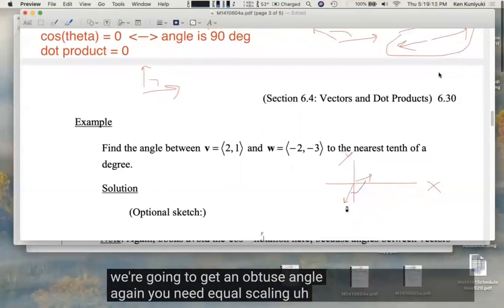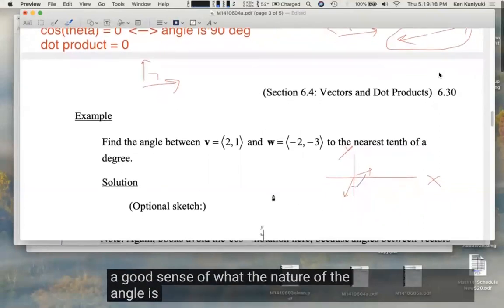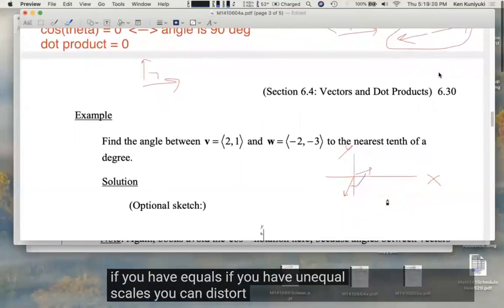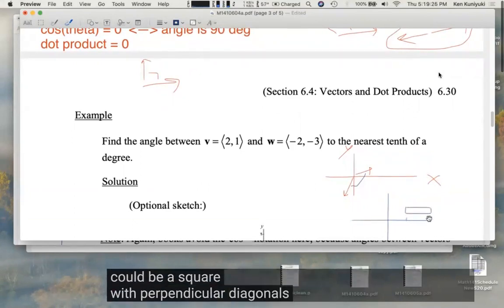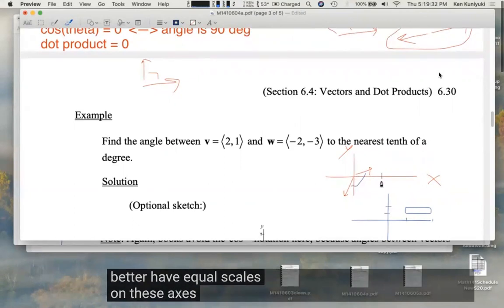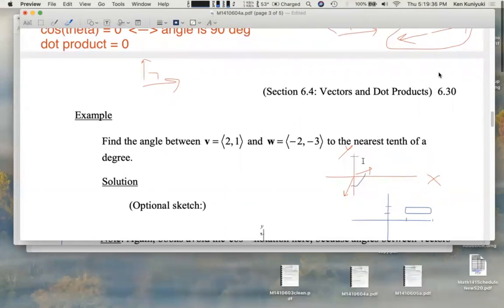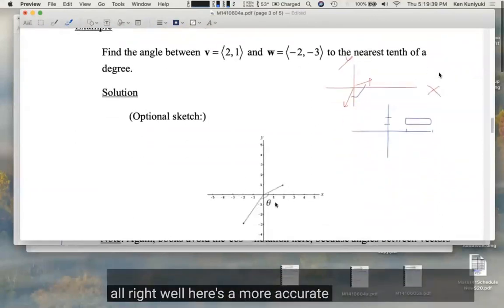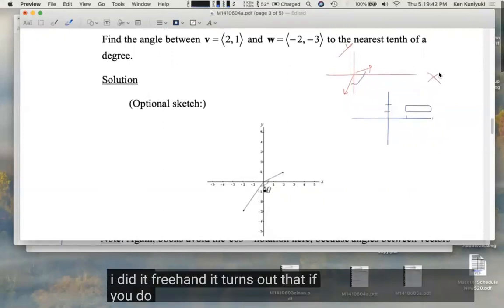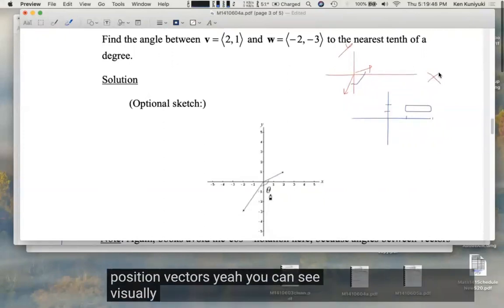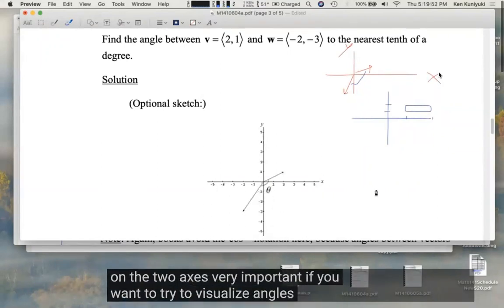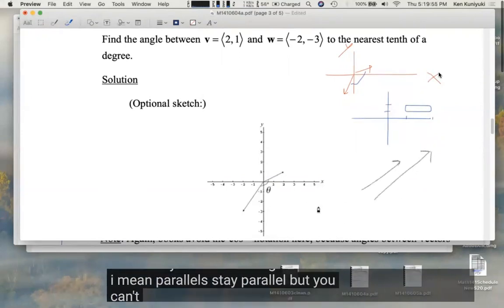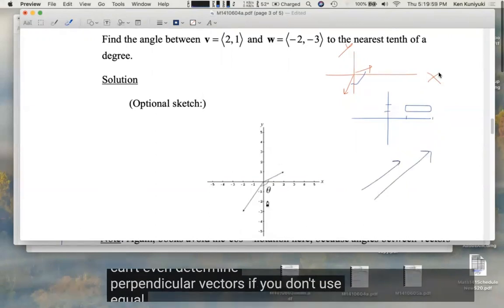Again, you need equal scaling to have a good sense of the nature of the angle. If you have unequal scales, you can distort pictures. Remember, if you have unequal scales, then this could be a square with perpendicular diagonals. So be careful. If you want to visualize angles, you better have equal scales on these axes. All right. Well, here's a more accurate sketch. I did it freehand. It turns out that if you do graph these position vectors, you can see visually the angle would be obtuse. Notice that I have equal scales on the two axes. Very important if you want to try to visualize angles. Parallel will stay parallel, but you can't even determine perpendicular vectors if you don't use equal scaling.